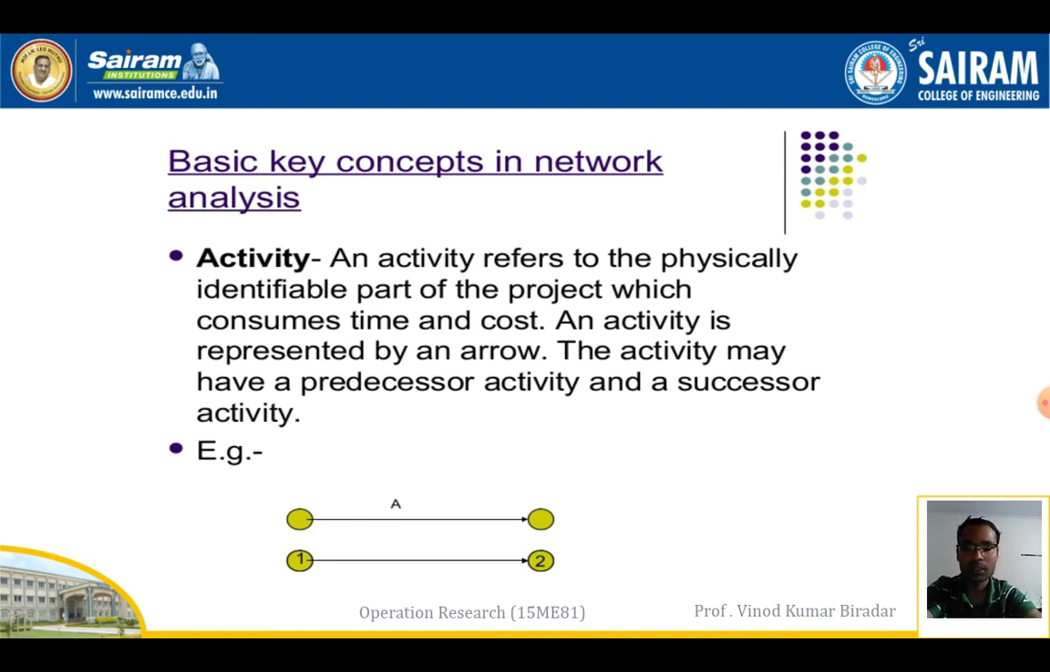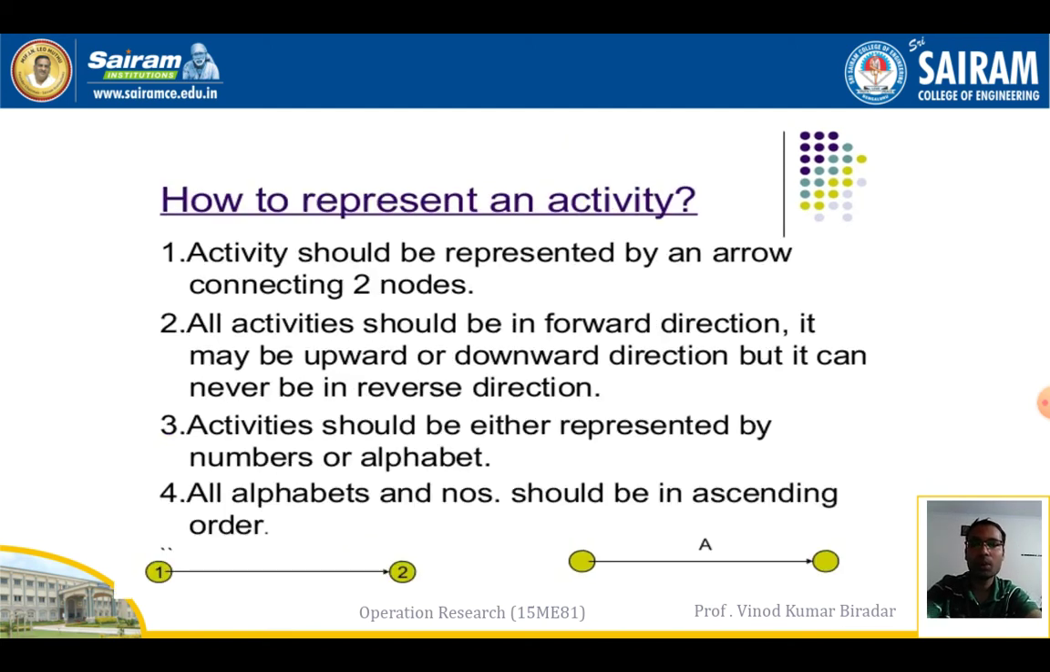Okay, now that circle indicates the activity, and we have to indicate the time given for that particular activity there. Okay, this is about an activity. So how to represent an activity in a given problem? The first point is that the activity should be represented by an arrow connected between two nodes.